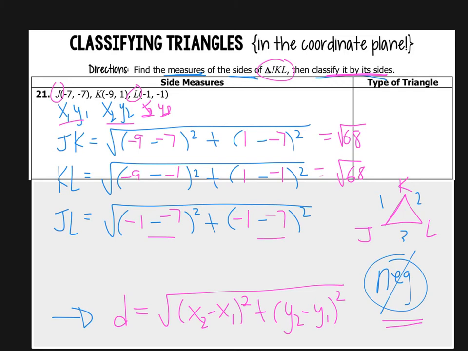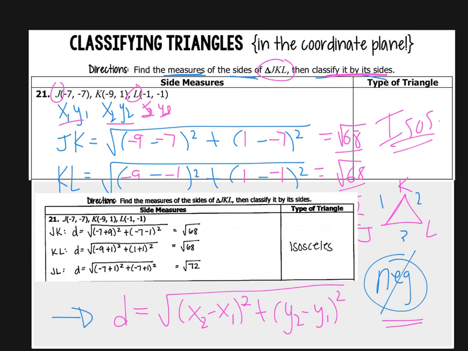This is a positive 6, so 36 and 36 is going to be the square root of 72. So I have 2 sides alike. I guess this is an isosceles triangle. So square root of 72, square root of 68, square root of 68. Type of triangle: isosceles.